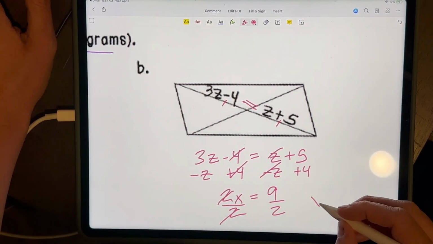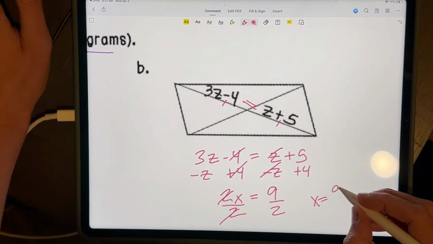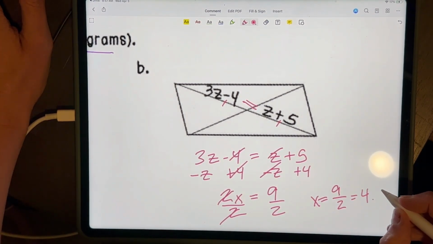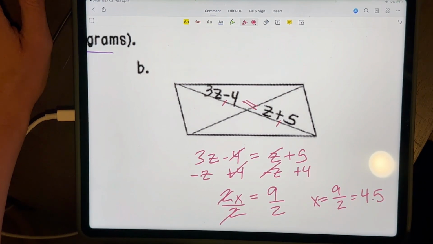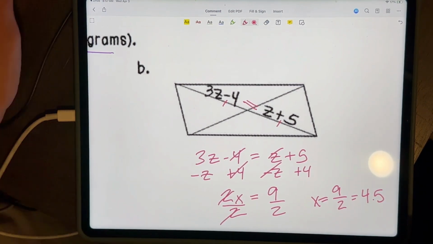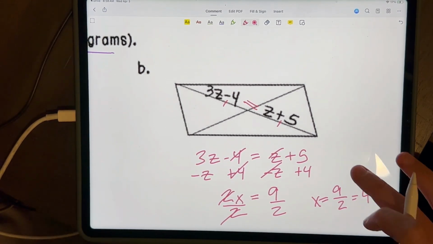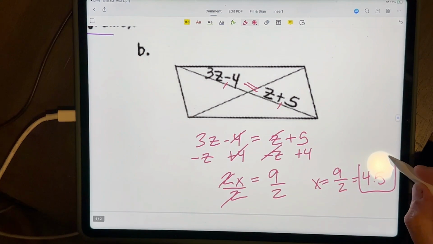Okay, so what is z? Does that divide? Not without a decimal, so we can keep it as a fraction, but if you did it as a decimal, that works as well. All right, so again, hopefully this all makes sense. Okay, set them equal, subtract, move everything over. This would be your final answer.